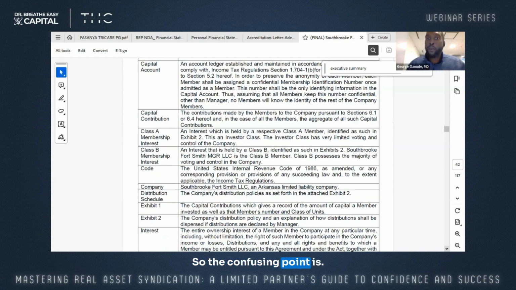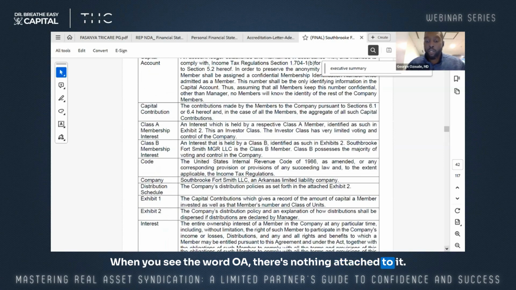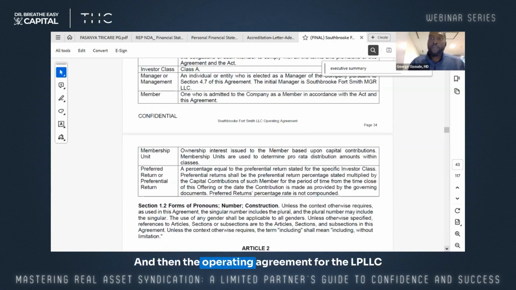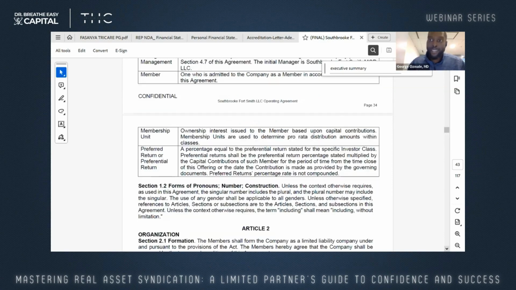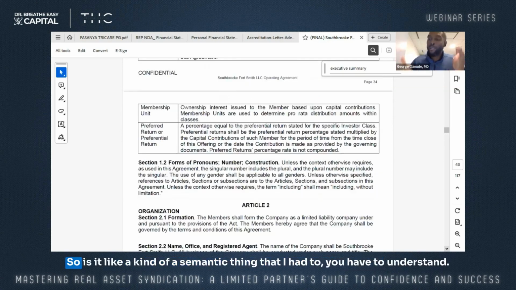So the confusing point is when you see the word OA, there's nothing attached to it. It just says operating agreement. That's usually for the property. And then the operating agreement for the LP LLC is called the limited partner agreement, the LPA. So it's kind of a semantic thing that you have to understand.